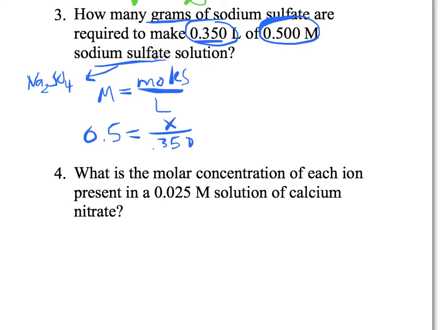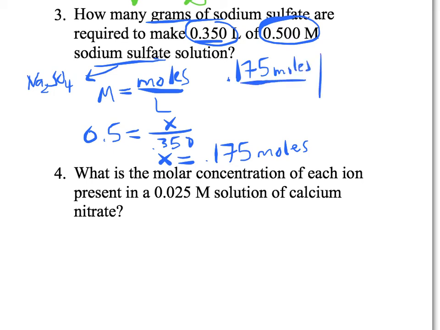So this is just algebra, multiplied by 0.35 on both sides. X equals, if we do that across, 0.175 moles. But now be careful. The problem is not asking for moles, it's asking for how many grams of sodium sulfate are required. So we need to take our number of moles of sodium sulfate, 0.175, multiply it by the molar mass.